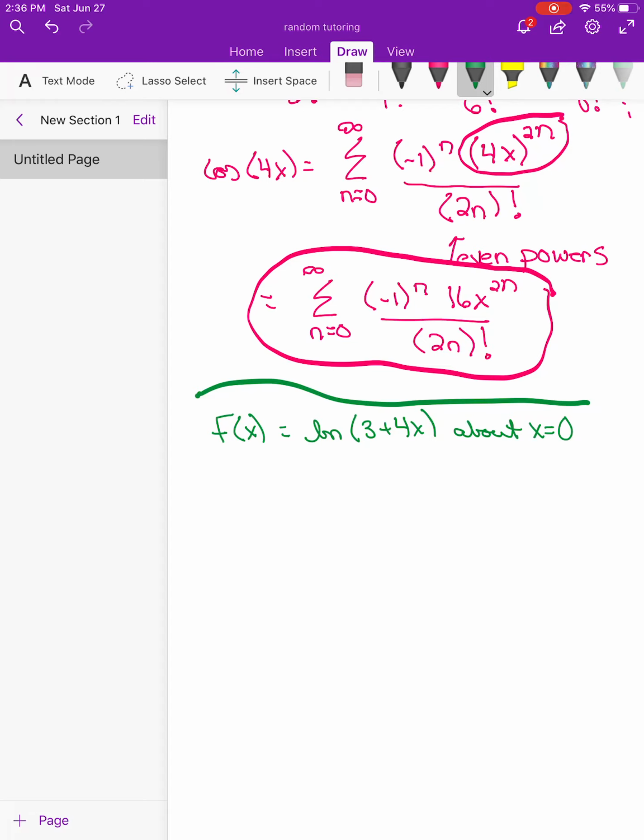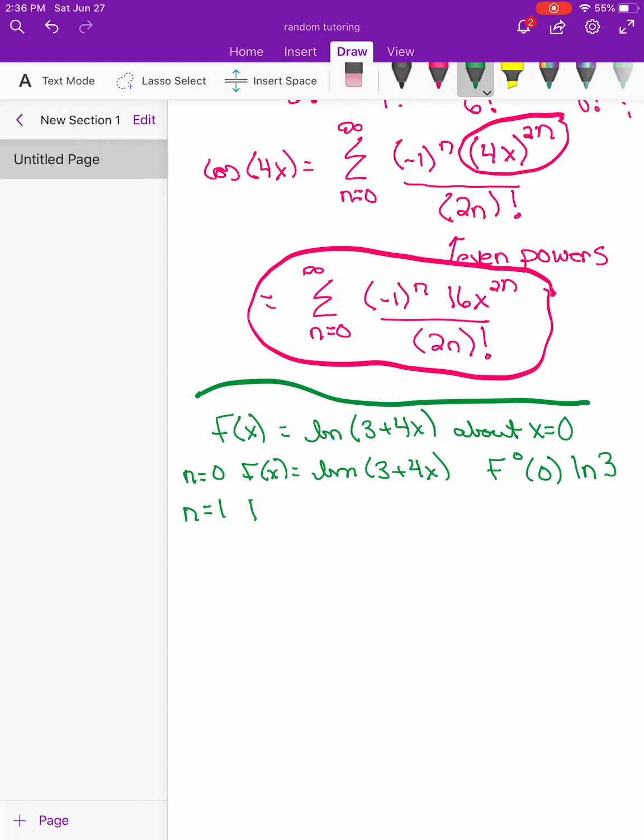So anyway, if your original function is f of x equals ln of 3 plus 4x about x equals 0, so this is the Maclaurin series, you do the same thing. Every time you have one of these, go ahead and write out your steps. That will for sure help, and you will get some credit. So your original function at 0 is just natural log of 3.